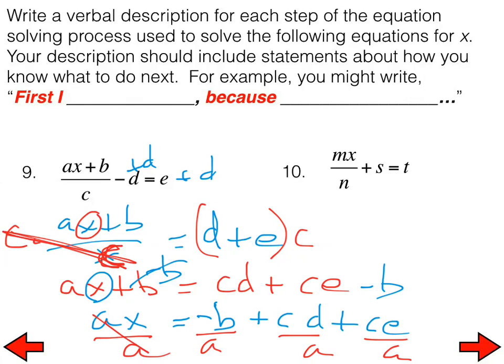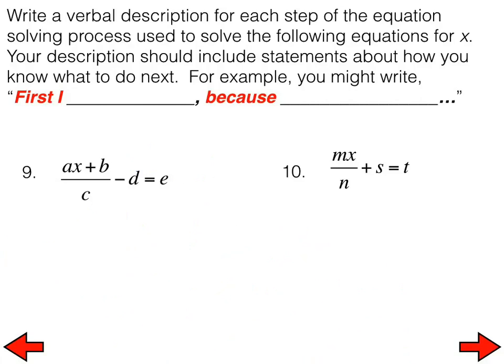And so it would be either x equals negative b over a plus cd over a plus ce over a, or x equals negative b plus cd plus ce all over a. Yes? Would it be okay if I put x equals ec plus ec minus e over a? And once again, that's okay for right now, but at some point we need to make sure we get things in alphabetical order, okay? Any questions with that one?